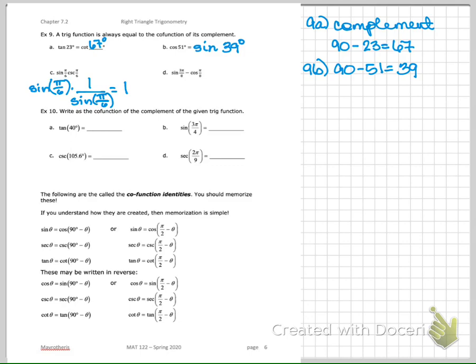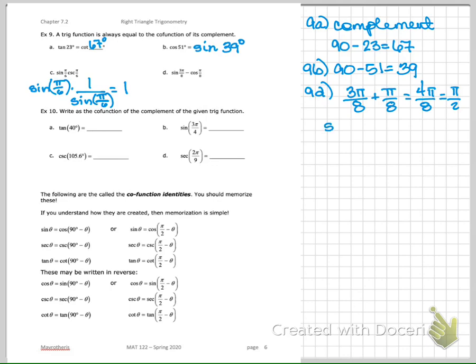D, we get the sine of 3 pi over 8 minus the cosine of pi over 8. I do want to confirm that those are complements. I don't have all those radian measures multiplied. We get 4 pi over 8, which reduces to pi over 2. So 3 pi over 8 and pi over 8 are complements.